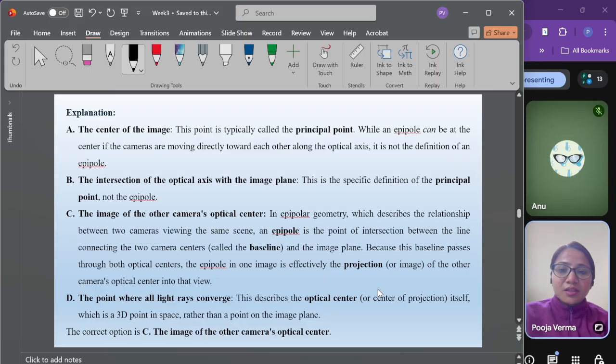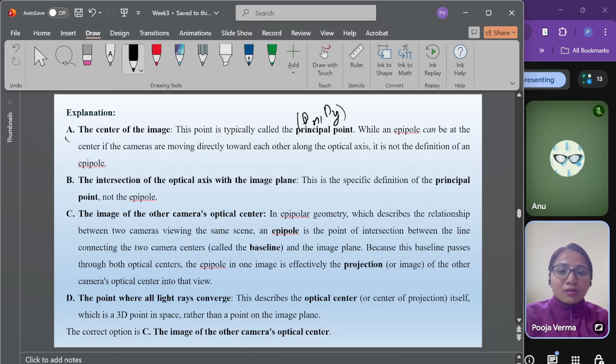Option A is the center of the image. Basically the center of the image is the point we typically call the principal point, with Px and Py, and that is also the center of the image. An epipole can be at the center if the cameras are moving directly towards each other along the optical axis, but that is not the definition of an epipole. So option A is not correct.